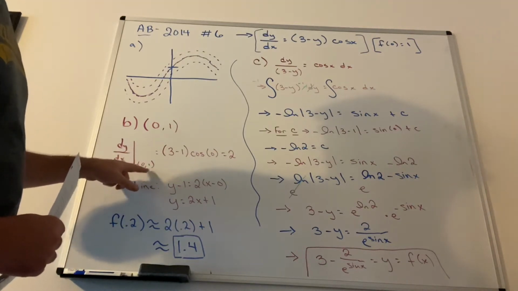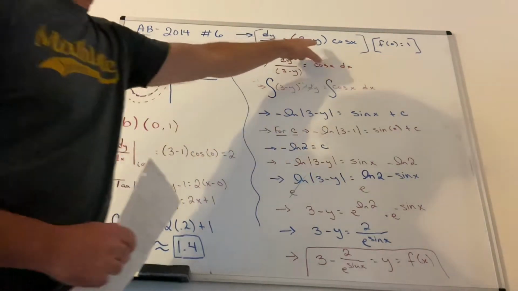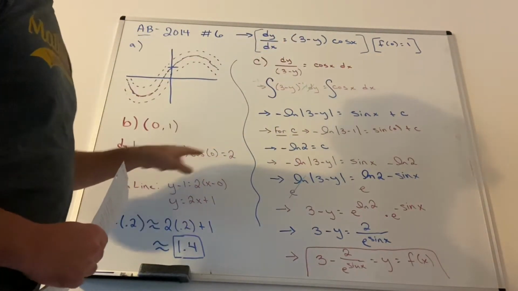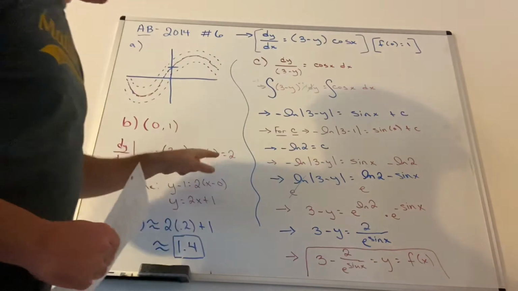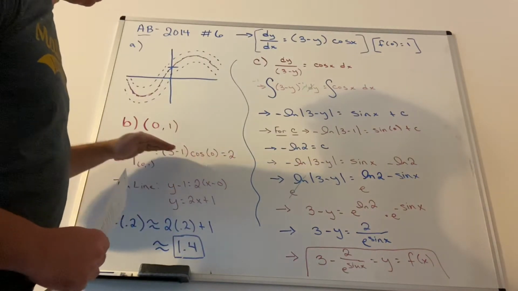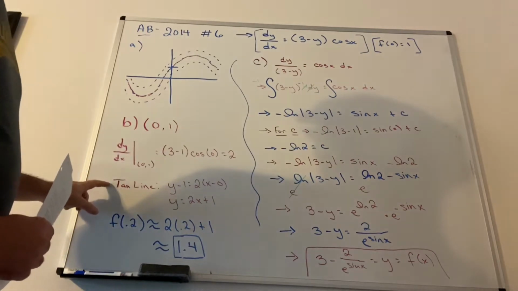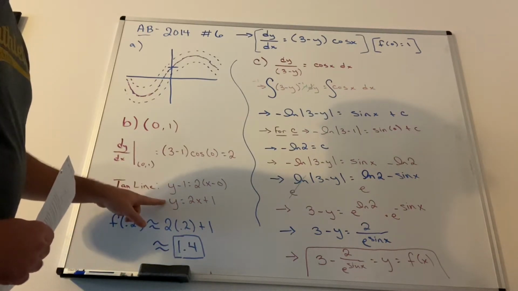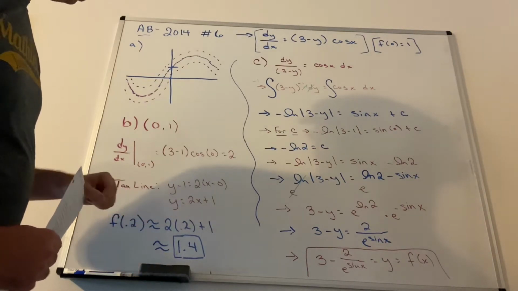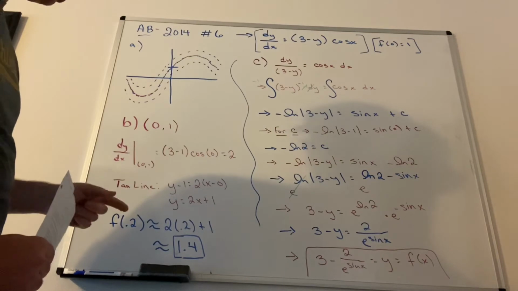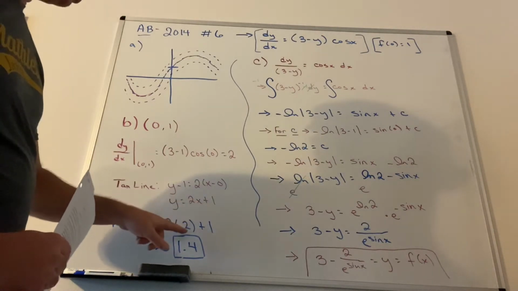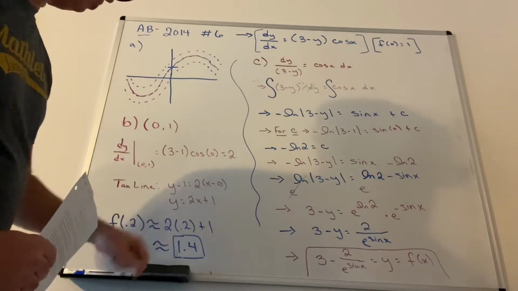So where I see a y, I'm just putting a 1, and where I see an x, I'm just going to put a 0, and evaluate that, you get 2. So there's my tangent line in point-slope form. You can easily manipulate it to get y equals mx plus b. And then we're going to use this to approximate f of 0.2. So I just put a 0.2 where I see x. 1.4 is your answer.